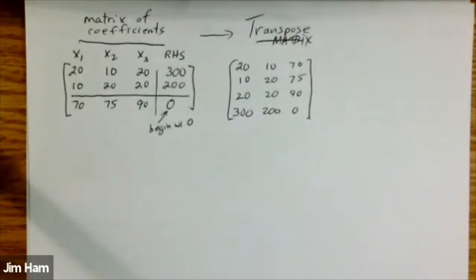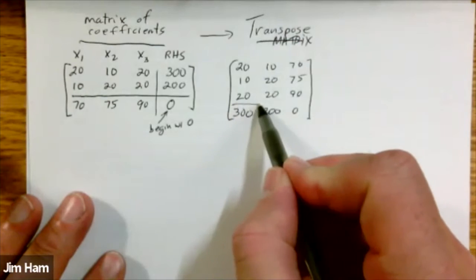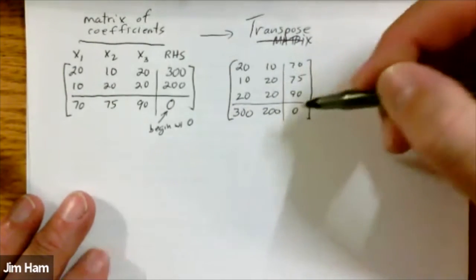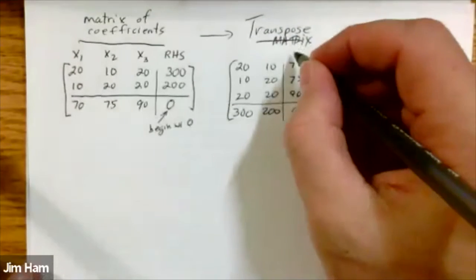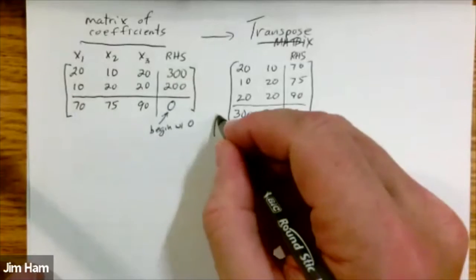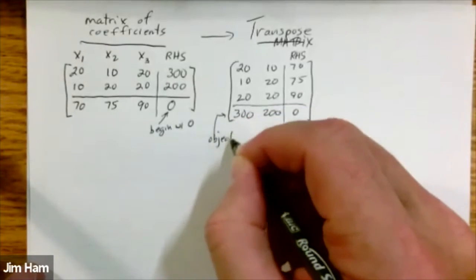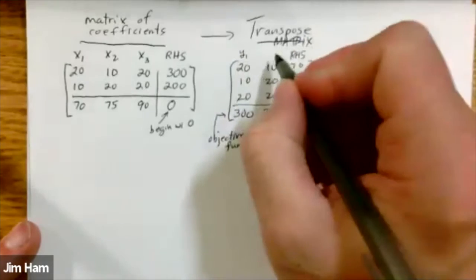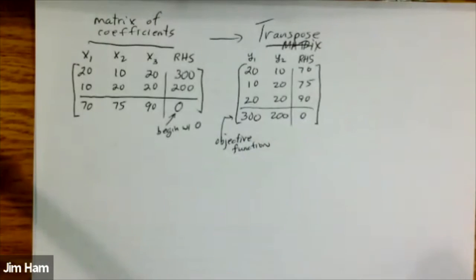But because we transposed everything, we need to cut off the last row and cut off the last column, because we want the last column to be reserved for the right-hand side, and we want the last row to be reserved for the objective function. We're going to start labeling. The first row is Y1, and the second row is Y2, and then we run out of Ys. So that's it. That's the simplex with the matrix. That's the transpose with the matrix labeled.